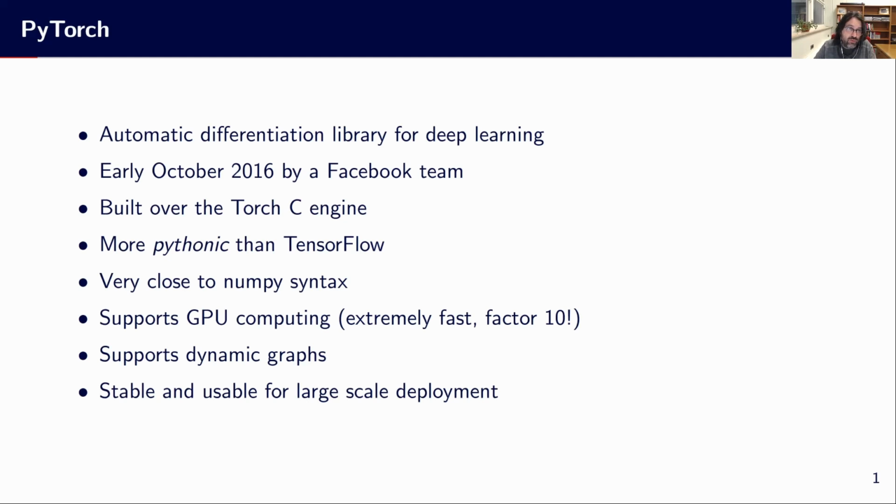And the really great thing about this is that it allows defining custom models where backprop will be applied directly through automatic differentiation. And these automatic differentiation models are easily compiled for running on GPUs, for example. It was released in early October 2016 by a Facebook team. It is built over the Torch C engine. Torch is a relatively old framework, but they used that framework to define PyTorch.